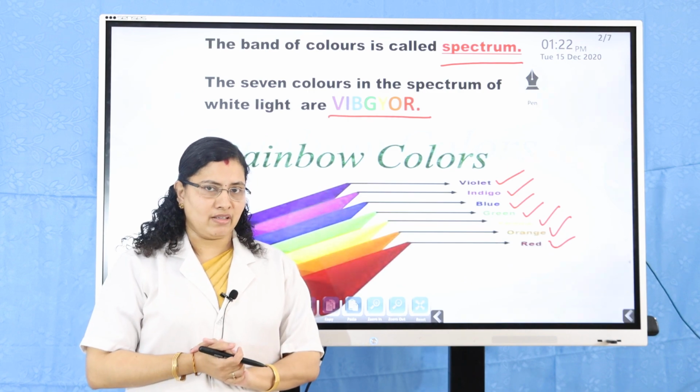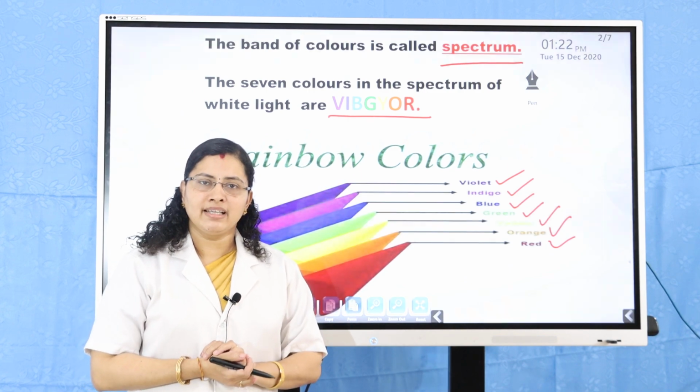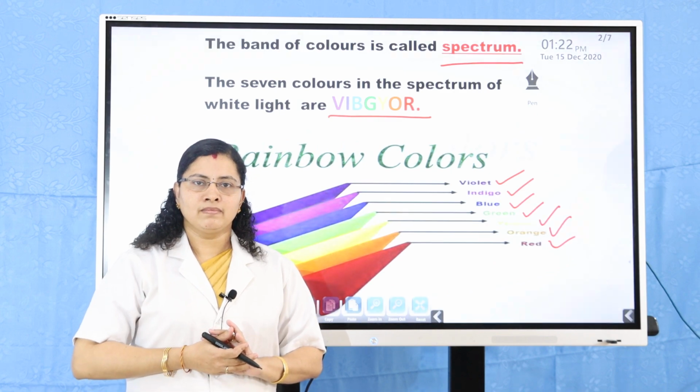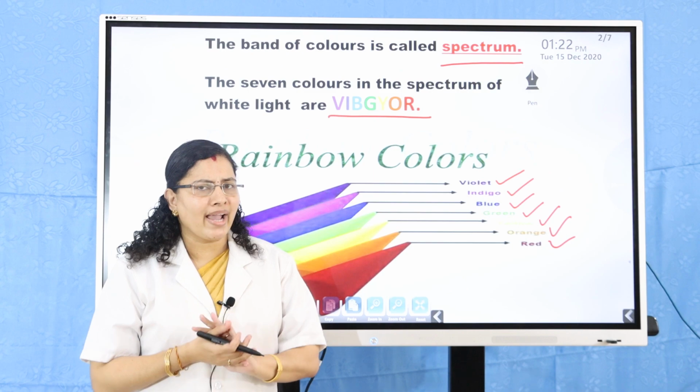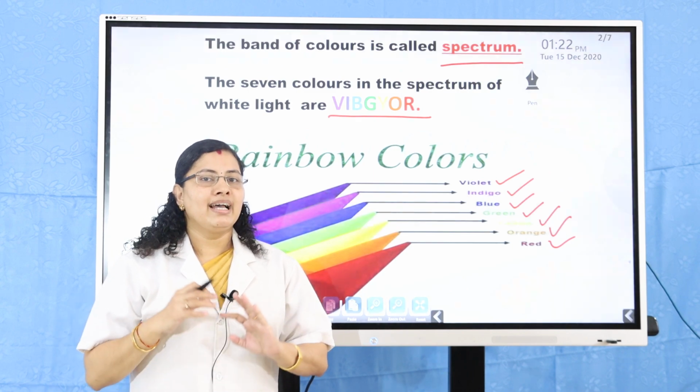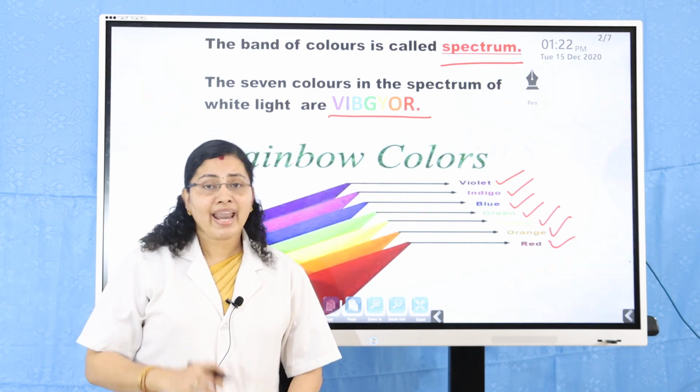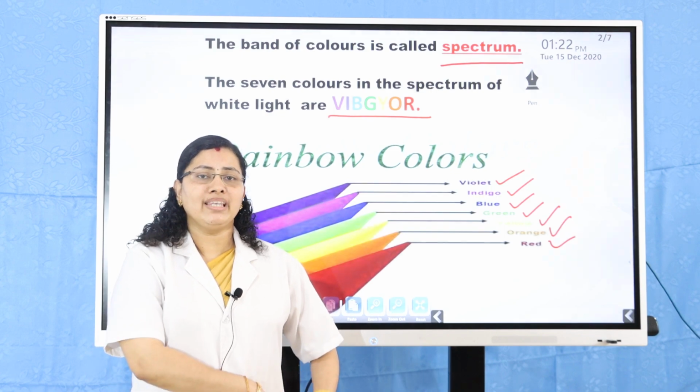Let me ask you a question. What's the color of sunlight? Is it white in color? Yes, we see that it is white in color. But is it white or colored? Let us see that through an activity. For that, we need a prism.